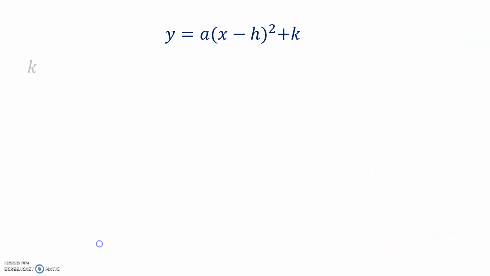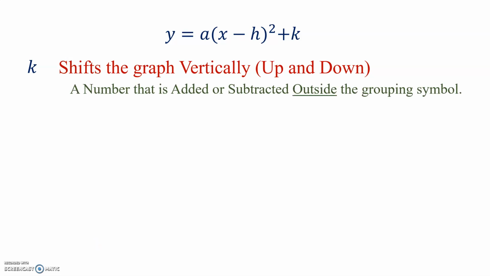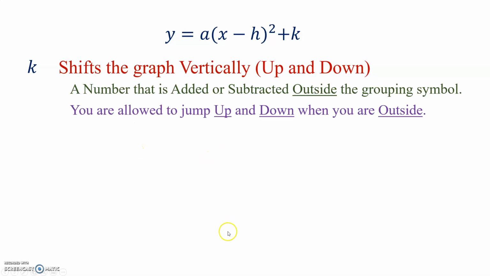So, when we look at the one we were working with in the quadratic in vertex form, we saw the k. What we learned was it shifts the graph vertically. Some mnemonic device: notice it's a number that's either added or subtracted on the outside of the grouping symbol. So that's what's critical. It's on the outside. The mnemonic device was this: you are allowed to jump up and down when you are on the outside of the house. To help you see, what's on the outside is what goes up and down.